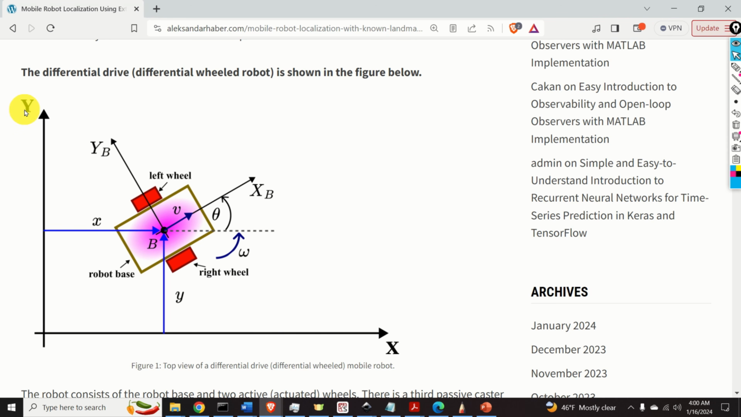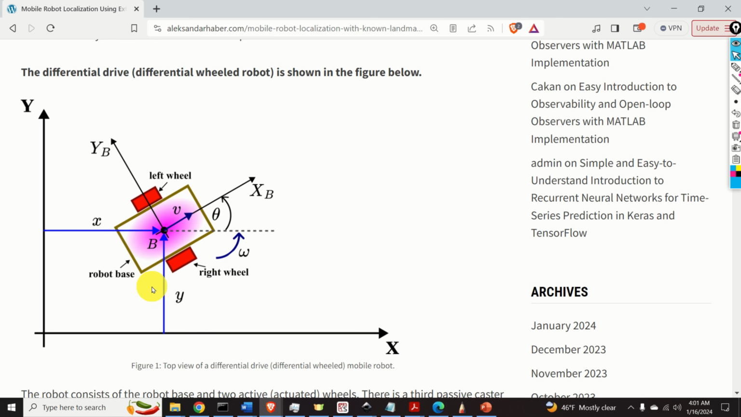Capital X and capital Y is the fixed inertial coordinate system. This coordinate system is also called the inertial frame. Capital XB and capital YB is the body coordinate system. This coordinate system is also called the body frame. The origin of this coordinate system is at the point B, shown over here, which is located at the center of the mass or the center of the symmetry of the mobile robot. The body frame is rigidly attached to the robot body and it moves. That is, it translates and rotates with the robot body.